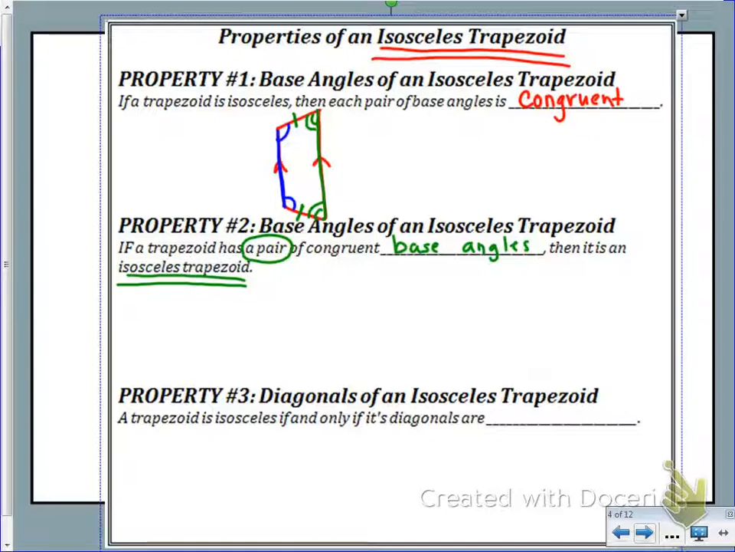Finally, property number 3, the diagonals of an isosceles trapezoid. A trapezoid is isosceles if and only if its diagonals are congruent.